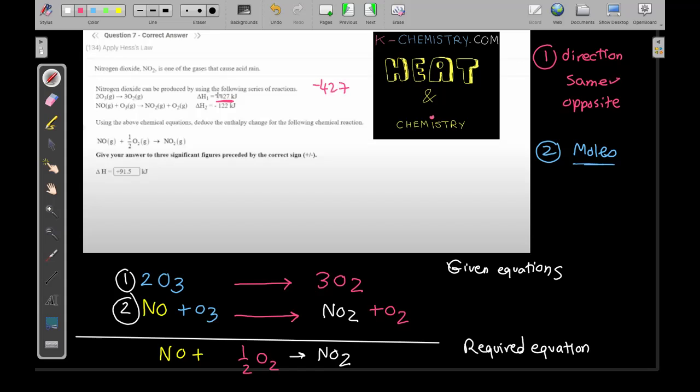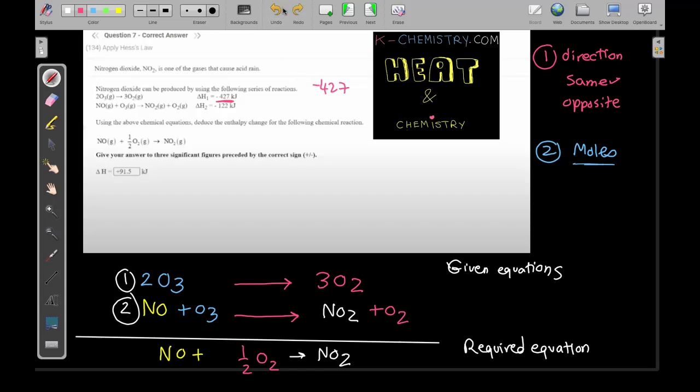If you reverse the equation, so if equation number one is in the opposite direction to this one, for example, 3O2, I can see O2 here on the right side, but in the product, I can see it on the opposite side. This means that you have reversed the equation, so you have to make the opposite value. Instead of negative 427, you will make it positive 427 like that.